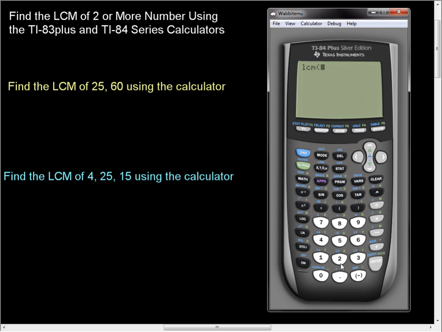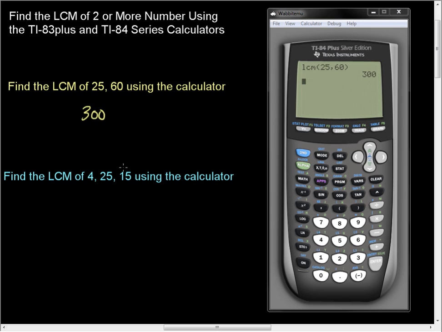Now, this calculator will only do 2 at once. There might be other programs allowing you to do more, which will most likely use a technique very similar to what I'm going to use on the second question. But the calculator stock will only do 2 numbers. So we take 25, comma 60, and then we close our parentheses and hit enter, and our answer is 300. Okay, that's not too bad.